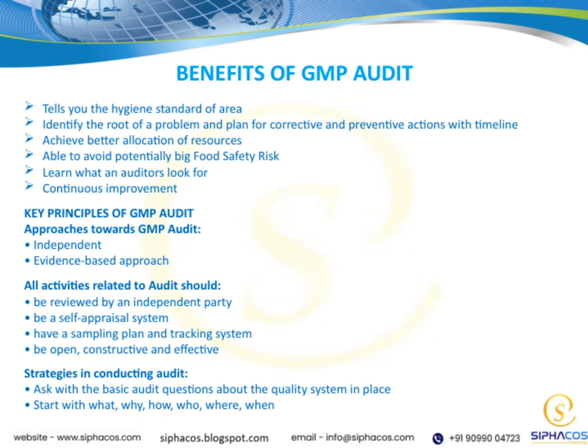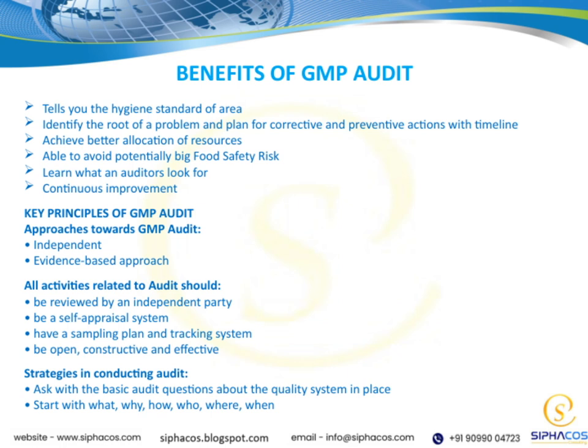Now, when we talk about the key principles of GMP audits, two approaches are essential: being independent and using an evidence-based approach. It's important that all audit activities are reviewed by an independent party to maintain objectivity. We should also incorporate a self-appraisal system, have a solid sampling plan, and a tracking system in place. Transparency and openness are also key. Audits should be conducted in a constructive and effective manner, encouraging honest feedback and improvement.